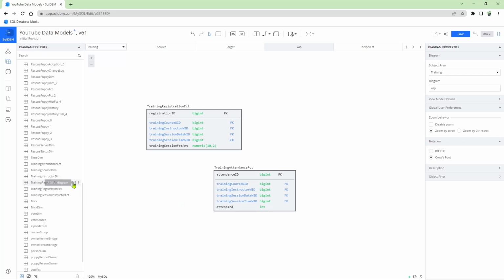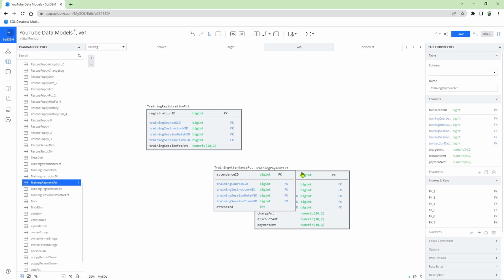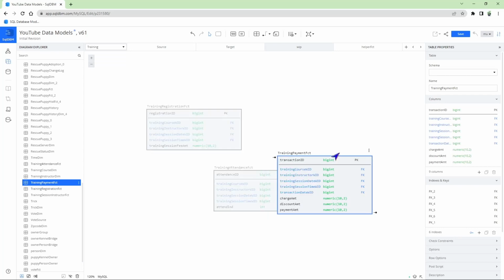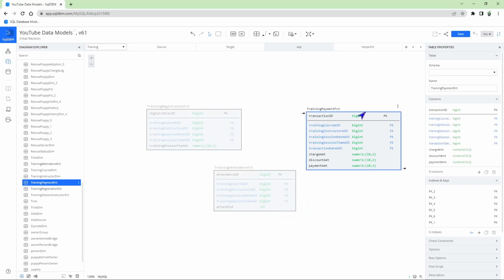And then finally, they will need to pay for this class, and so we have our training payment fact. It has a transaction ID as a primary key, and again, this same 4 training dimensions. Then we also have the transaction date, just in case we want to know when the actual payment was made. And then we have the 3 metrics associated with the charge, the discount, and the payment, so that we can do some analysis between them should it be required.